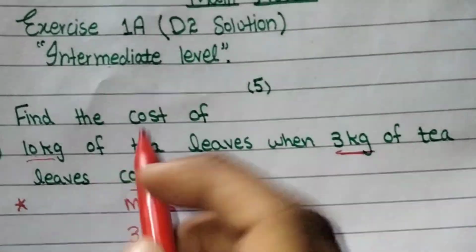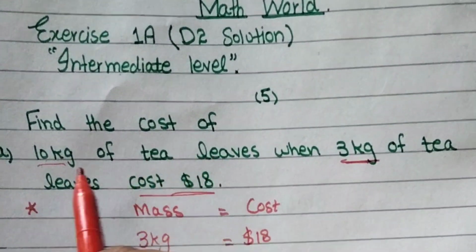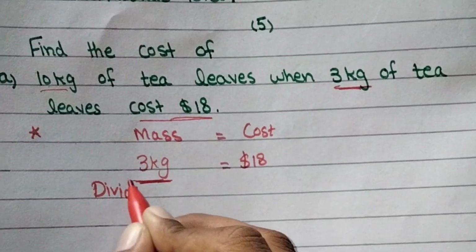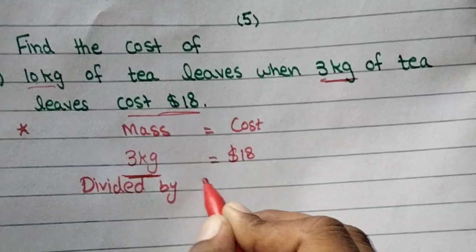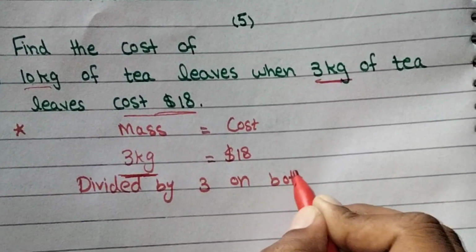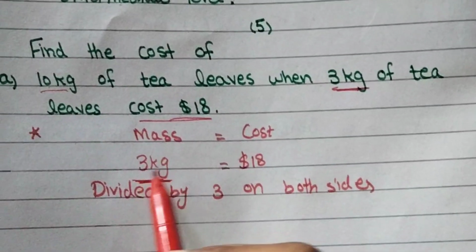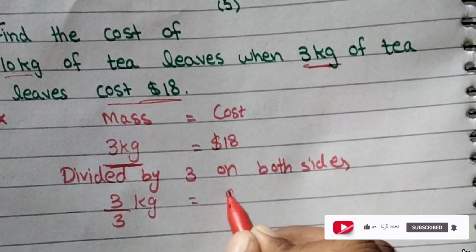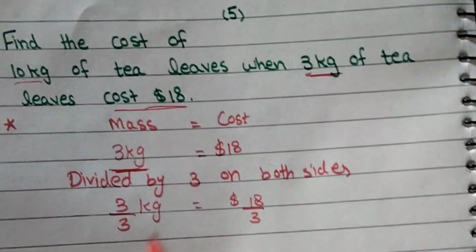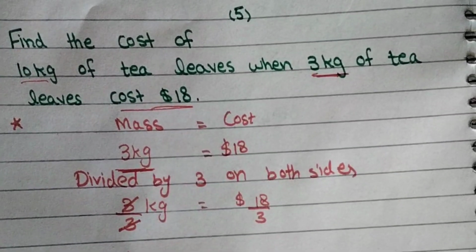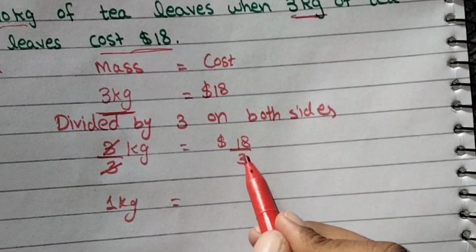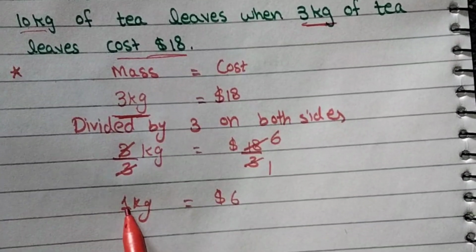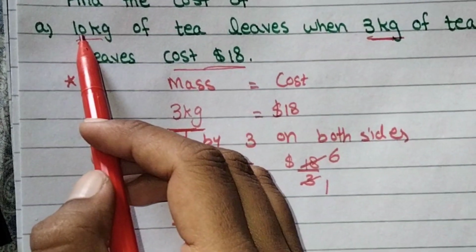Now we want the cost of 10 kilograms of tea leaves, so I will first make this 1. Basically I will divide both sides by 3, because I want to make this 1. So 3 divided by 3 kg is equal to $18 divided by 3. Here 3 cancels with 3 and we get 1 kg is equal to, 3 sixes are 18, so $6. So now we have made this 1, and now we will multiply it by 10.